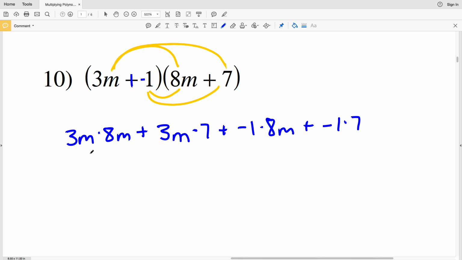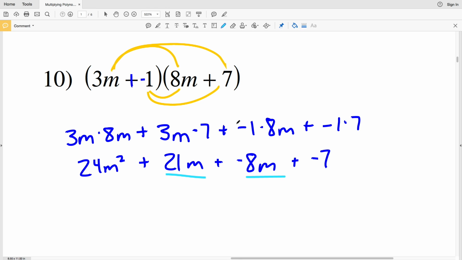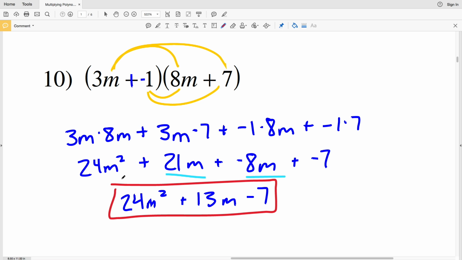3m times 8m, 3 times 8 is 24. M times m is m squared, so 24m squared plus 3m times 7 is 21m plus negative 1 times 8m is negative 8m plus negative 1 times 7 is negative 7. Now we're going to combine the like terms. 21m plus negative 8m is going to be a positive 13m. So I'm going to have 24m squared plus 13m, and then as opposed to adding a negative 7, I'm going to subtract a positive 7. 24m squared plus 13m minus 7.